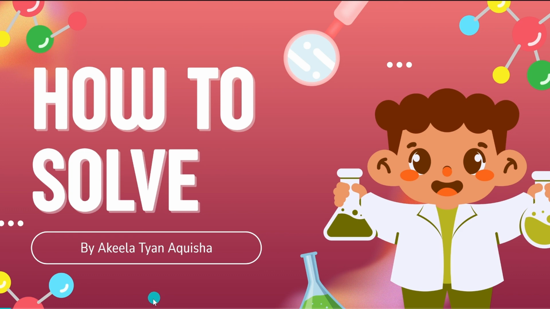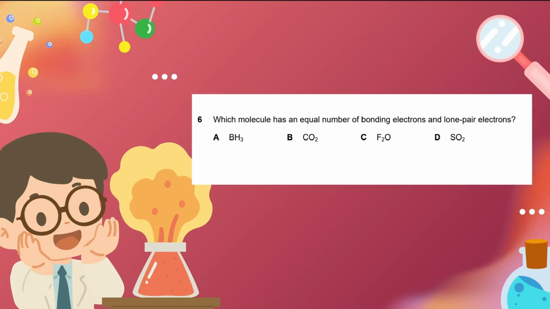Today I will tell you guys how to solve Chemistry Paper 1, Paper 2, Cambridge code 9701. And for today, I'll be telling you guys how to solve these questions in maybe an easy way. I hope you guys understand. So let's start. The first question is, which molecule has an equal number of bonding electrons and lone electrons? Well, I'll be making this fast: I'm going to be answering B.